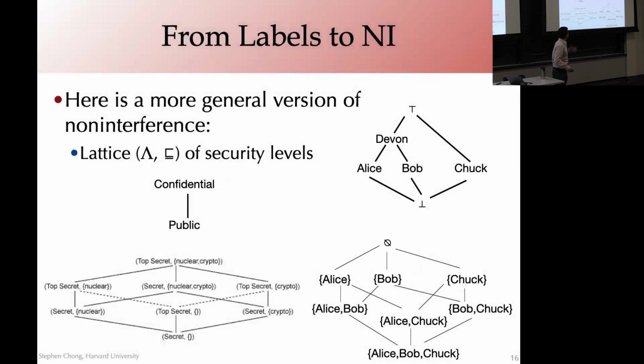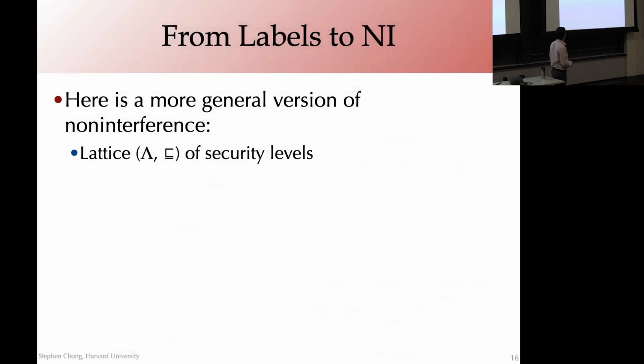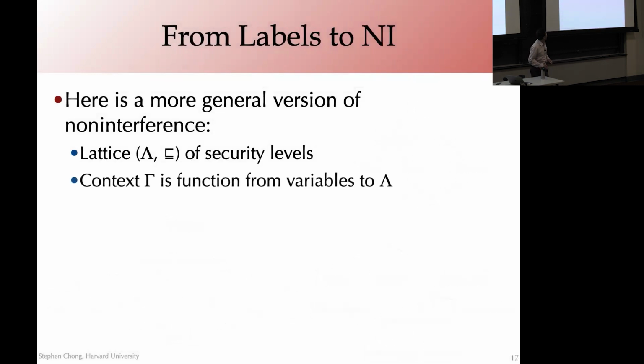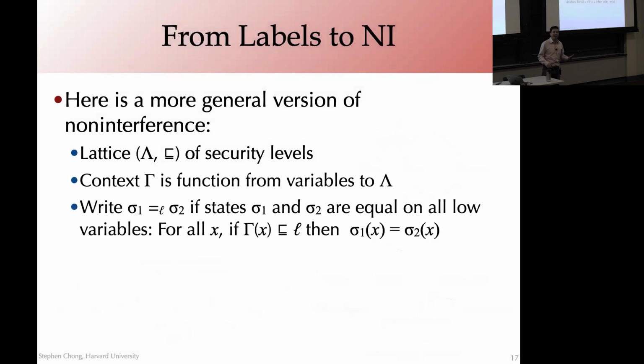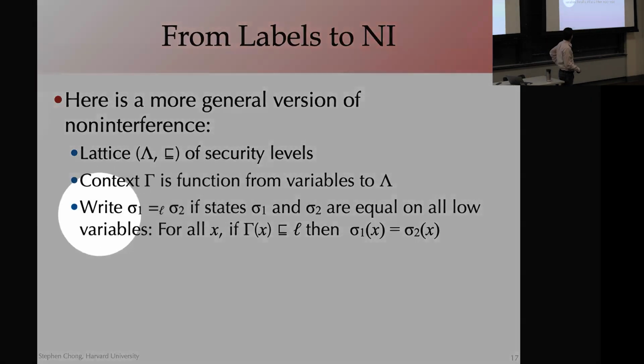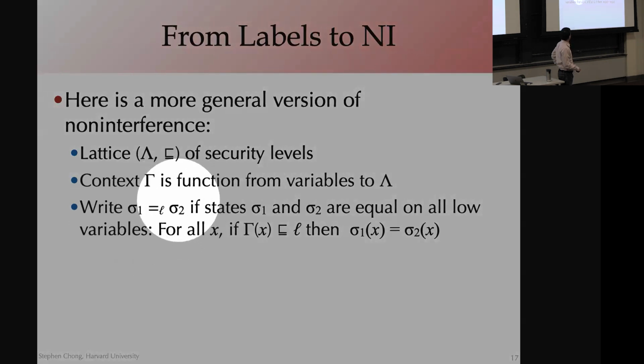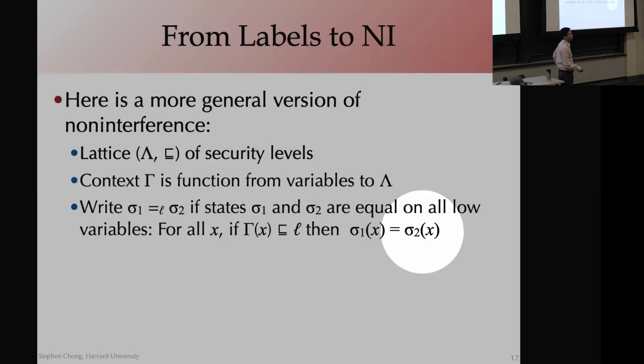Okay. So let's suppose that we have some set of security levels and the flow relation on them. Like before, we have a context mapping variables to, in this case, security levels, labels. We're going to generalize our notion of low equivalence to L-equivalence, where we say that two stores, sigma 1 and sigma 2, are L-equivalent if they're equal on all variables whose labels are less than or equal to L. That is, if the label of variable x can flow to L, then sigma 1 and sigma 2 agree on the value of x.